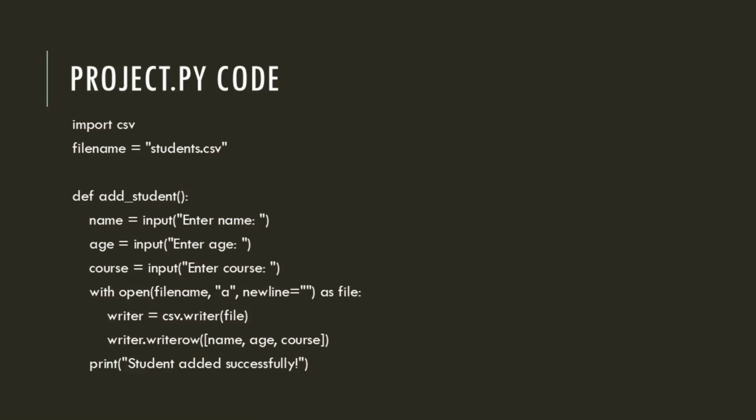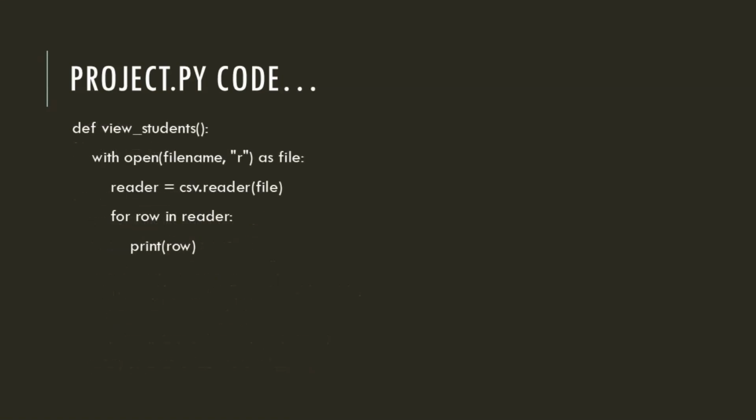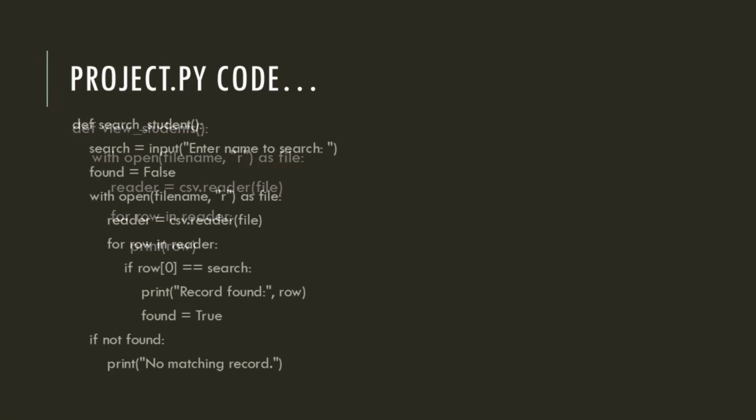First of all, the add_student function accepts the name, age and course of the student and writes the details into the students.csv file using the csv writer writerow function. The view_students function reads the students.csv file using the csv reader function and then prints the records row by row. The search_student function accepts a name to search and sets a flag variable to False, reads the file, loops through the records one by one, and if the name matches, then sets the flag variable to True and prints the success message. Otherwise, it prints a no matching record message.